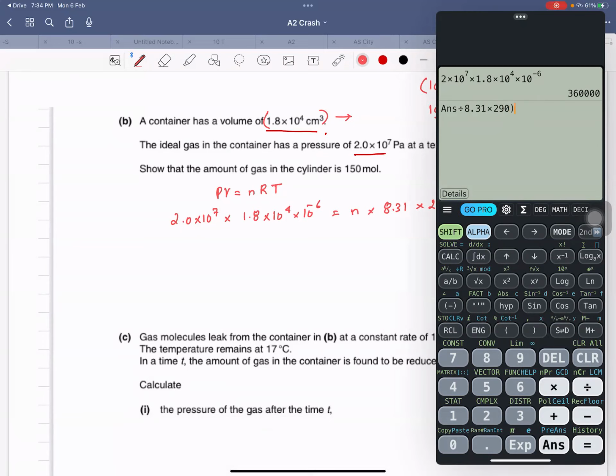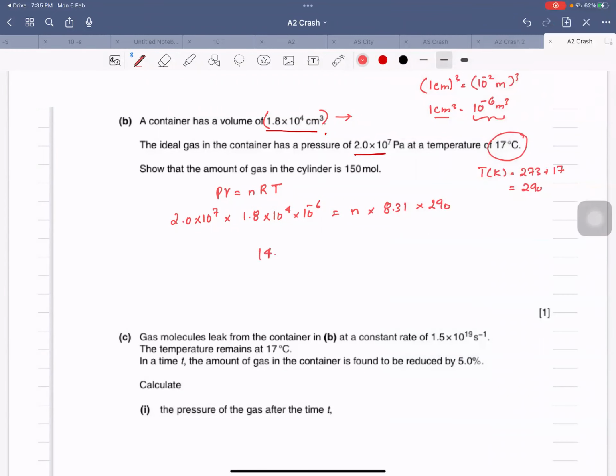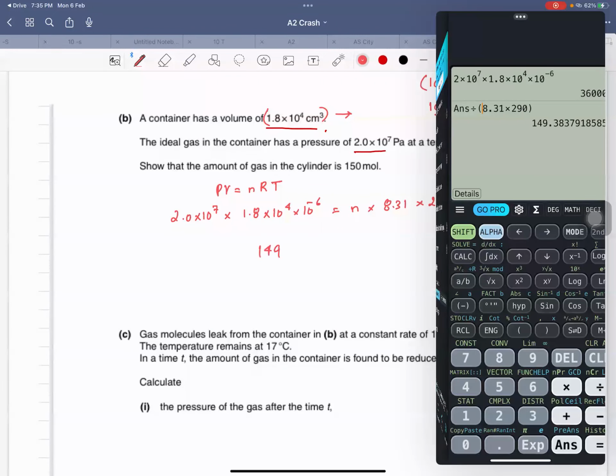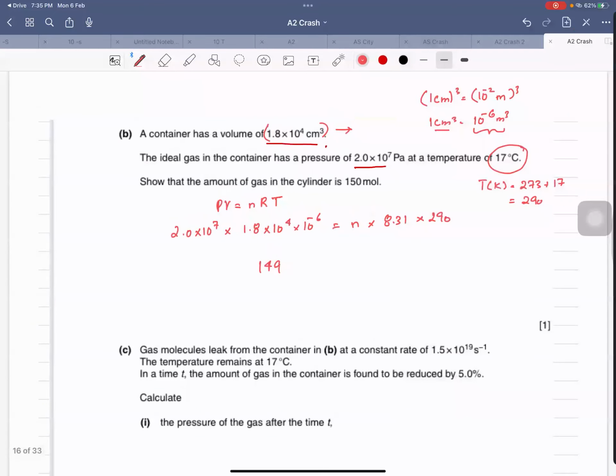So if you want to do it, then you have to put a bracket and then you're going to get the right answer, because both values are dividing. When you write directly, it means 290 is being multiplied with the answer. Do you understand? Yes, sir. So now we got this, right? It's 149, I think 0.4. So it's about the same. With two significant figures, it is 150 moles, right?